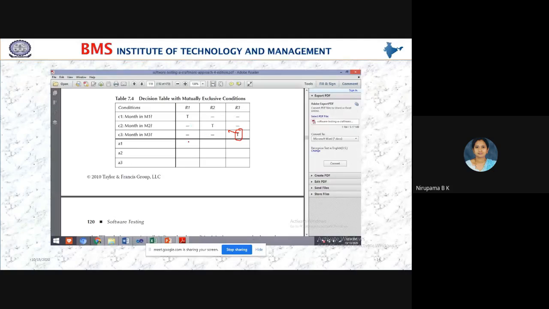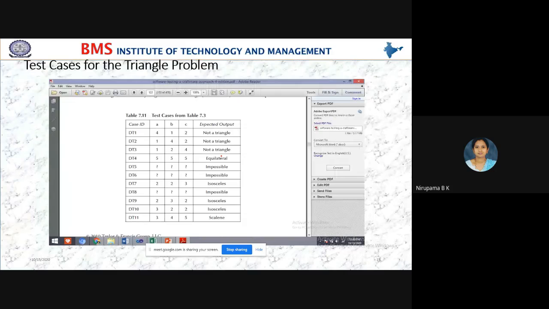So here, when we calculate the rule count, wherever we have a hyphen in each rule, in two places we have a hyphen. Yes, students, in each rule we have hyphens. So 2 to the power of 2, 2 to the power of 2, 2 to the power of 2. So 4, 4, 4. So the rule count is 4.